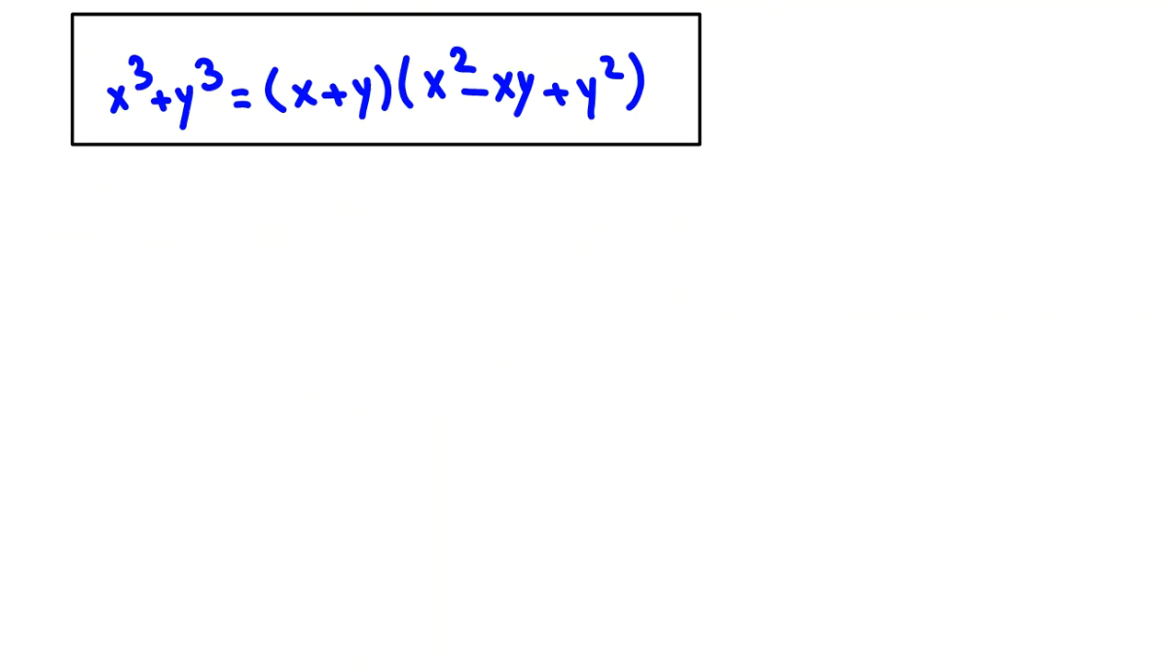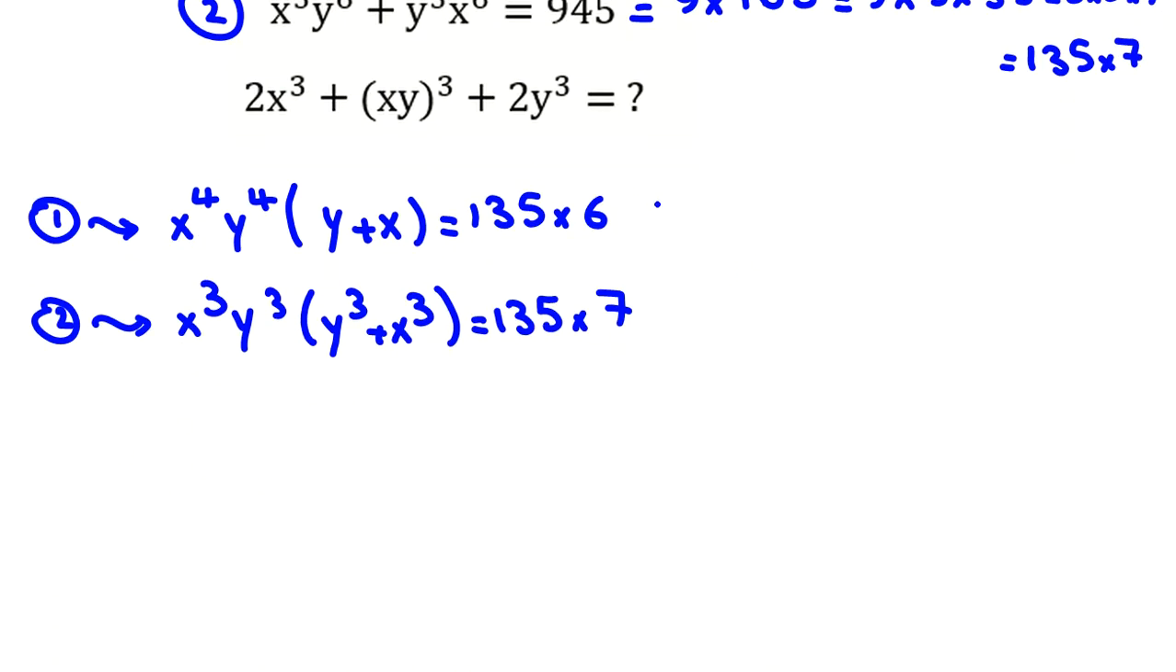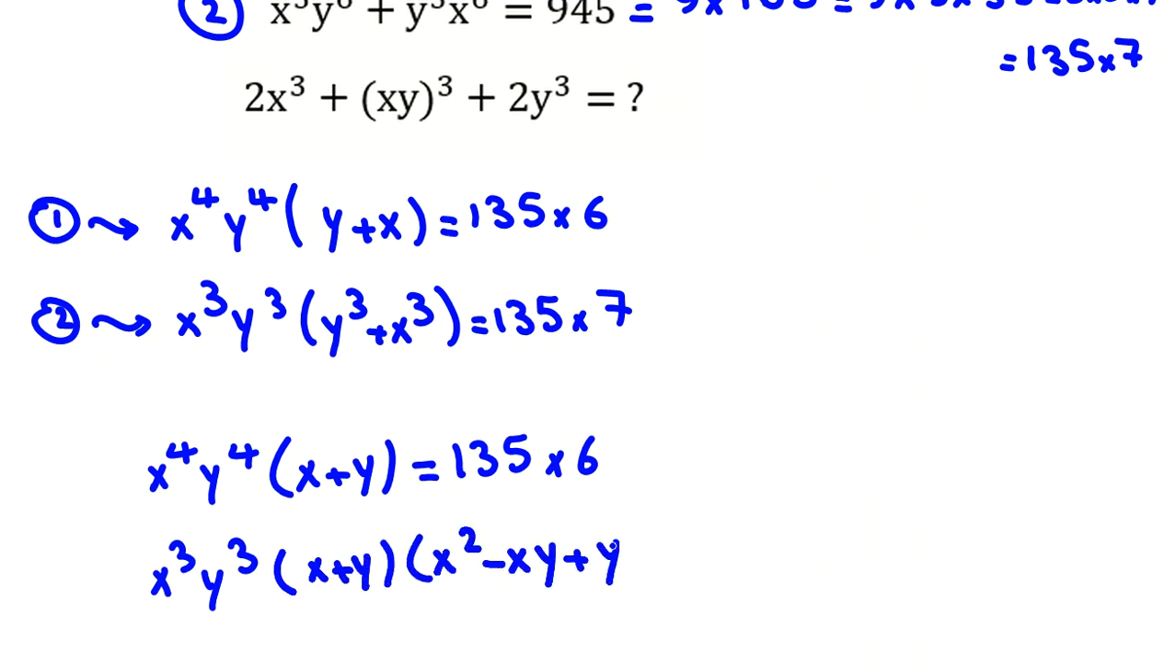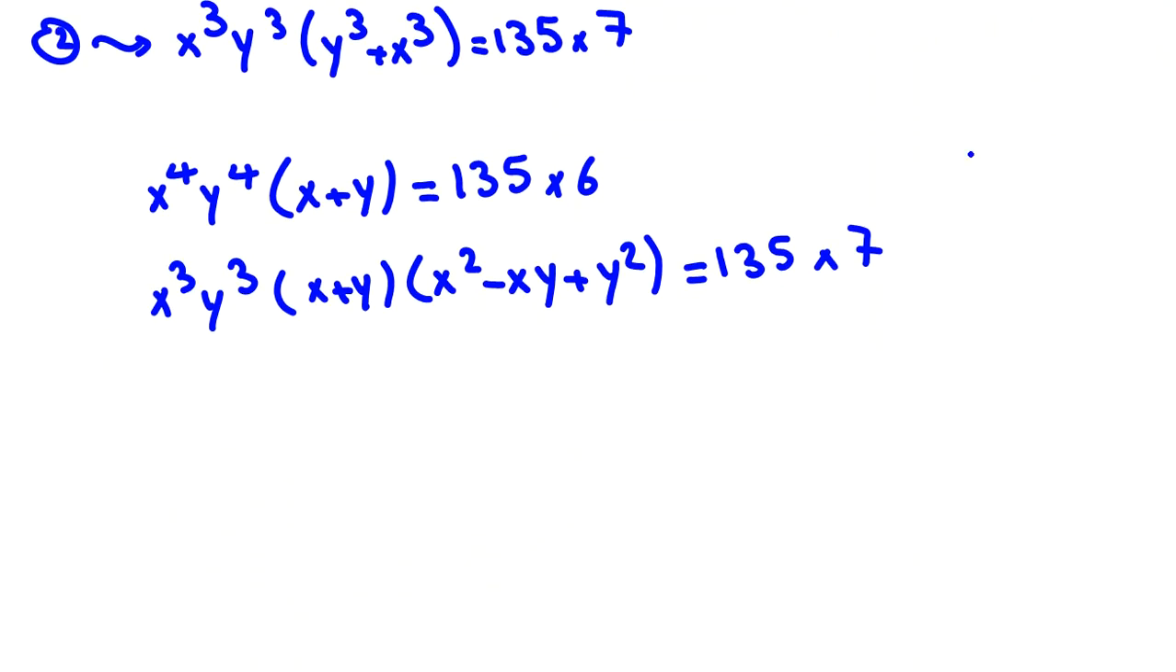So let's solve the rest. From the first equation, I say x to the 4 y to the 4 times (x plus y) equals 135 times 6. From the second one, x cubed y cubed times (x cubed plus y cubed), we say it is (x plus y) times (x squared minus xy plus y squared), equal to 135 times 7. Now, if I divide these two equations, we know x and y are not 0. We can divide because if one of the terms were 0, the right side would be 0. It is not.